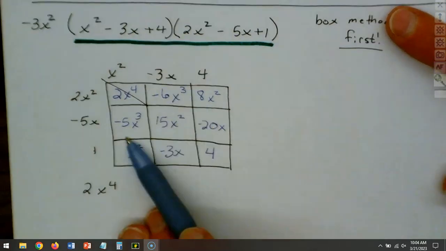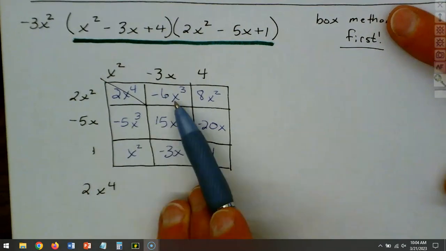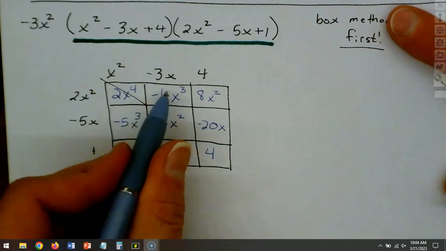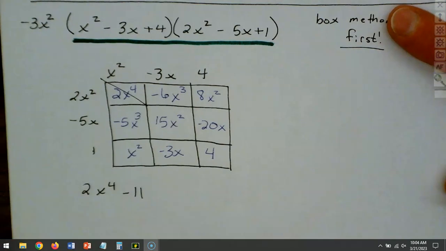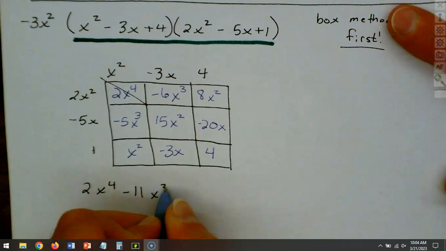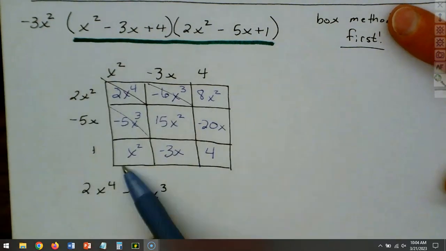Now, look at your diagonals. These should be the same. Make sure that they are. These are both x cubes here, so they can go together. 6 and 5 makes it an 11, both negative. So that makes that a minus 11x cubed. Gone and gone. Then we do this diagonal.